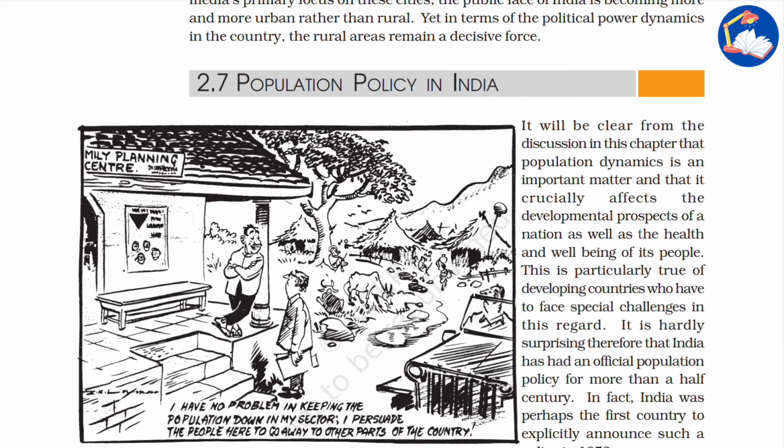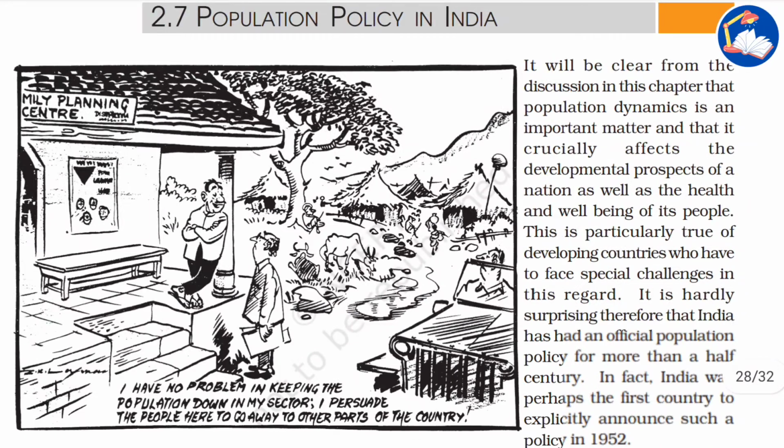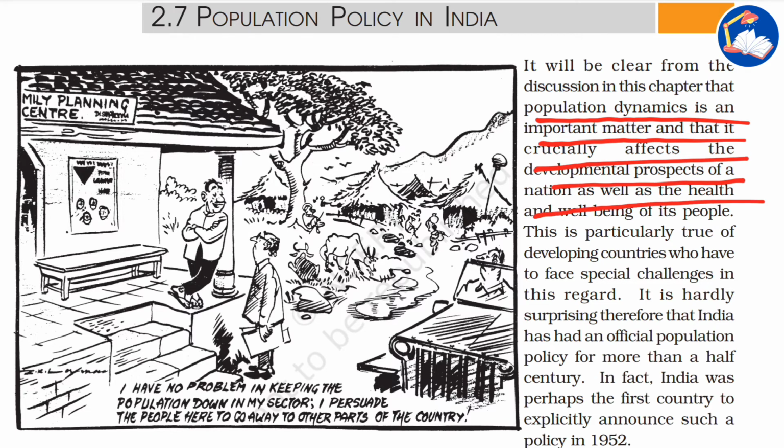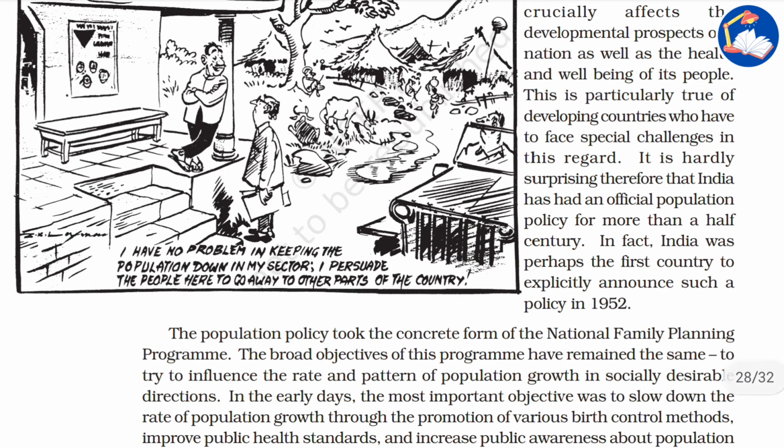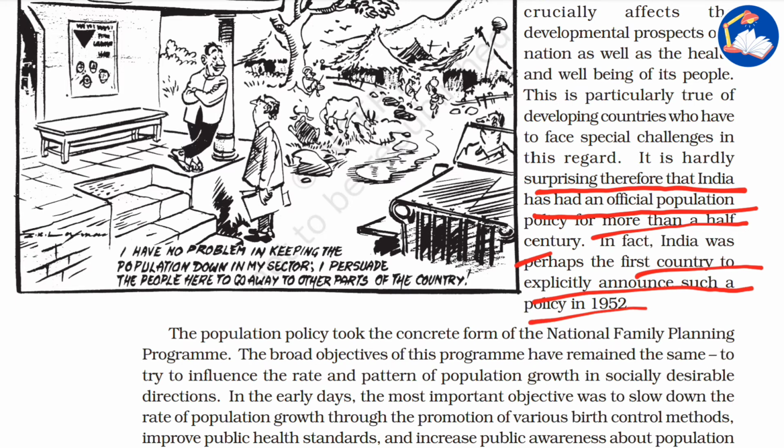Now, population policy in India. It will be clear from the discussion in this chapter that population dynamics is an important matter and it crucially affects development prospects of a nation as well as health and well-being of the people. This is particularly true of developing countries who have to face special challenges in this regard. It is hardly surprising, therefore, that India has had an official population policy for more than half a century. In fact, India was perhaps the first country to explicitly announce such a policy, in 1952.